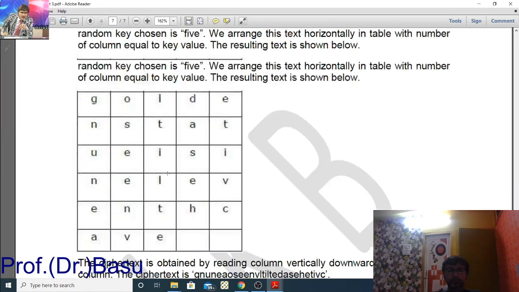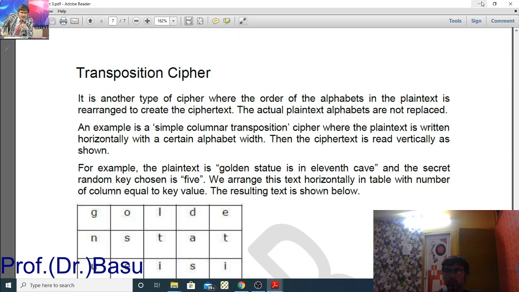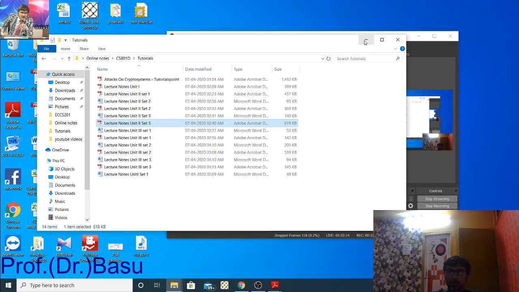So what I planned is that I will discuss these techniques of this cipher cryptosystem, what techniques were used in the earlier days. And any questions from you people?